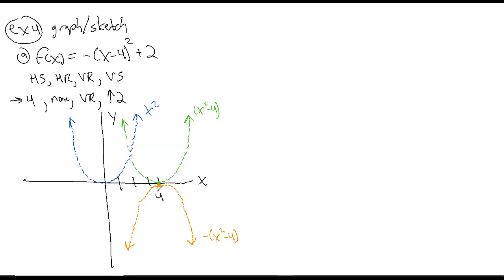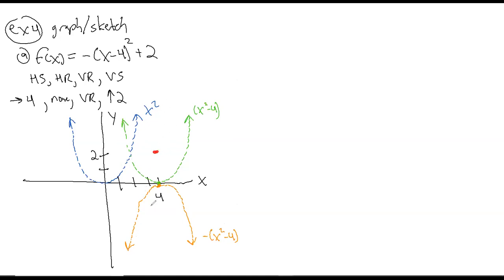So we're only going to take the orange image and we're going to move everything up 2, and this will be our answer, and we'll do that in red. So this will be solid. So up 2, 1, 2. Here's a height of 2. So this point goes up to a height of 2, which is right here.